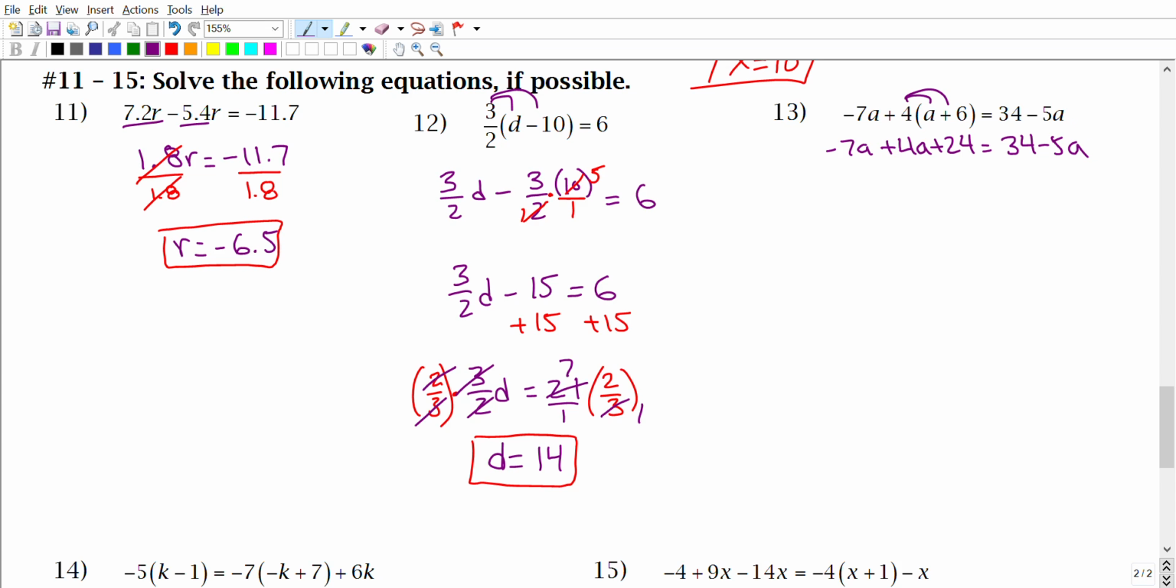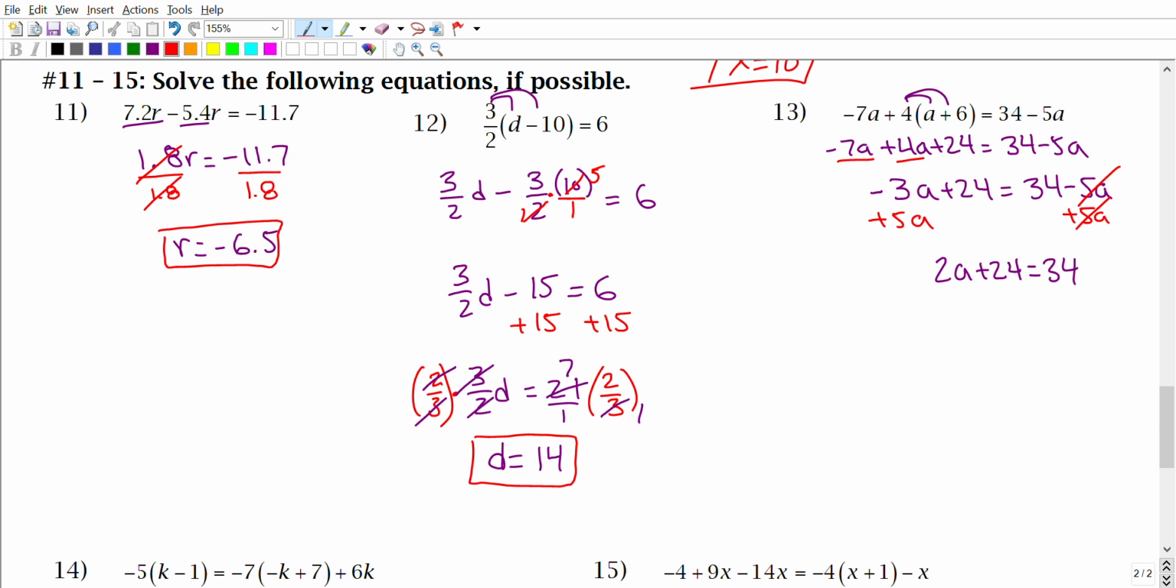34 minus 5a. Now it's up to us to find something I can combine, if there is anything I can combine. But right away I see those two. I could definitely combine some like terms there. And it doesn't look like there's anything else I can combine, so let's go ahead and combine just those. So I get negative 3a plus 24 equals 34 minus 5a. Okay, I have variables on both sides. I'm going to move to the smallest one. The smaller one is the negative 5a, so I'm going to add 5a. So what do I get? I get 2a plus 24 equals 34.